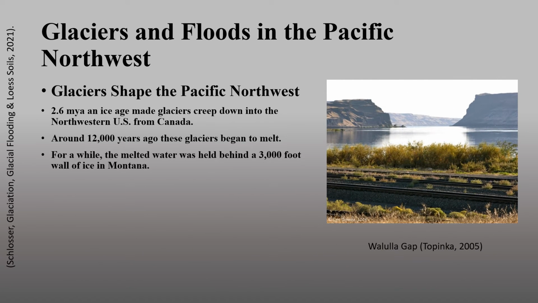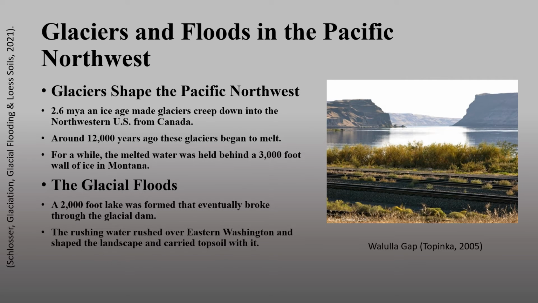2.6 million years ago, an ice age began that caused glaciers to creep down from Canada into much of the northern U.S., including Montana. These glaciers were heavy enough to compress the lithosphere even more. Around 12,000 years ago, these glaciers began to melt when the temperatures started to rise. For a while, the melted water from the glaciers was dammed up behind a 3,000-foot wall of ice near Missoula, Montana. This caused a glacial lake to form that at one point was 2,000 feet deep.